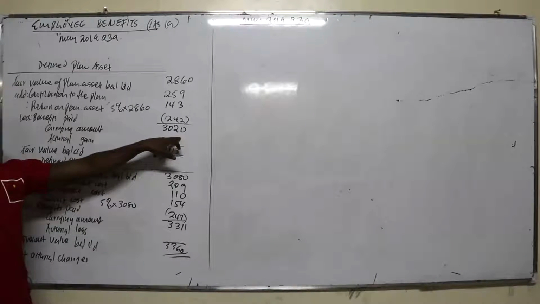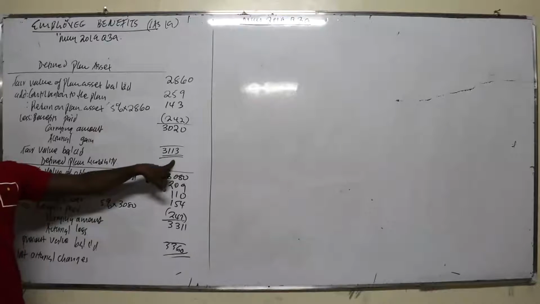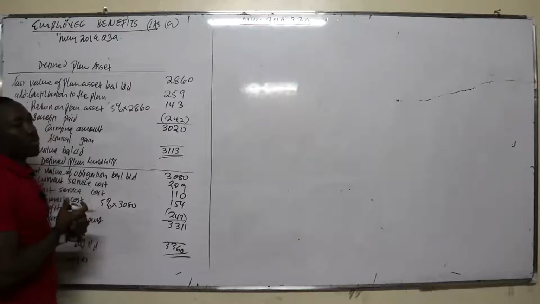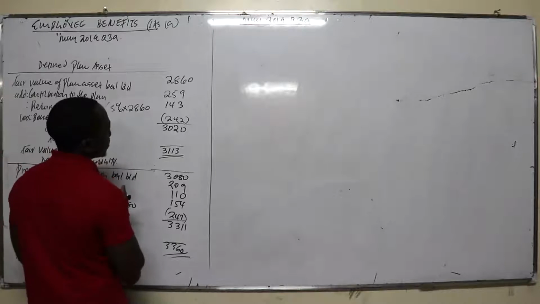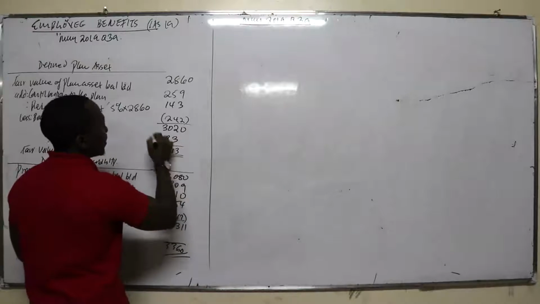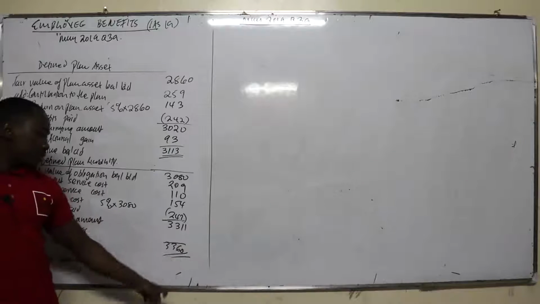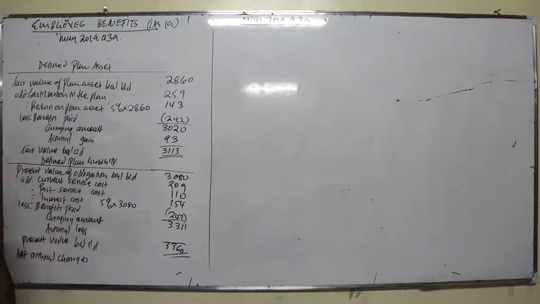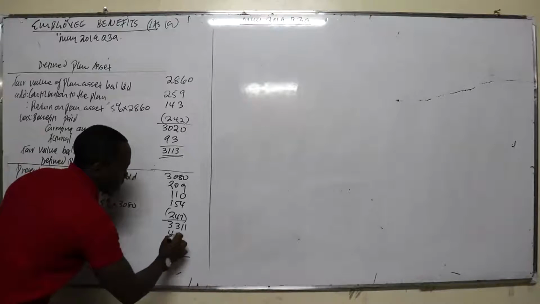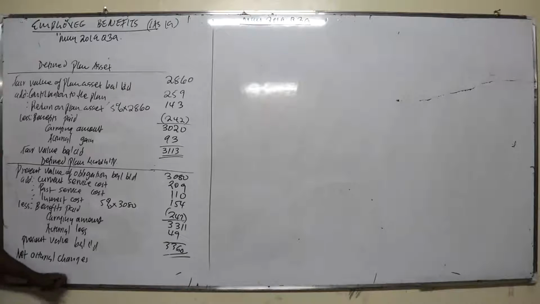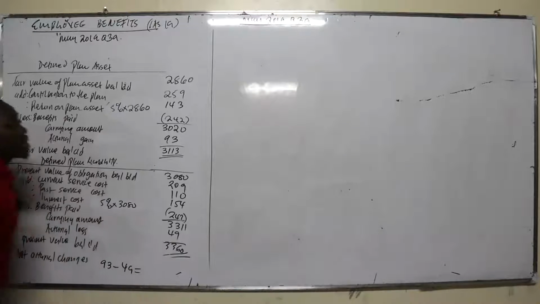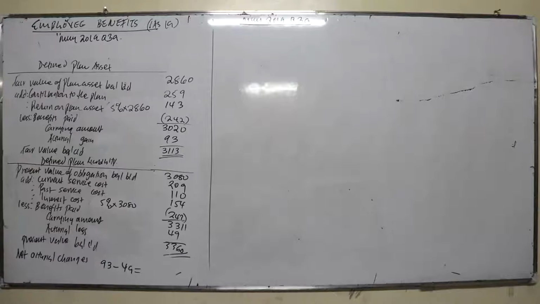This change from 20 to 113 is an increment, right? Therefore, it's an actuarial gain of 93. What about this? From 311 to 360, it's an increment. So an increased liability becomes an actuarial loss of 49. Therefore, our net actuarial changes will be, we had a gain of 93 and we had a loss of 49. So how much do you take to other comprehensive income? 44, eh?